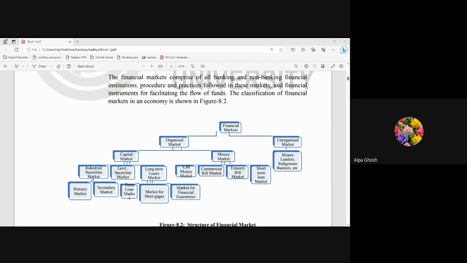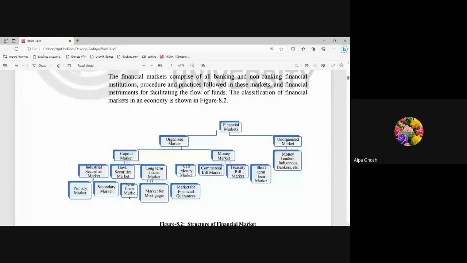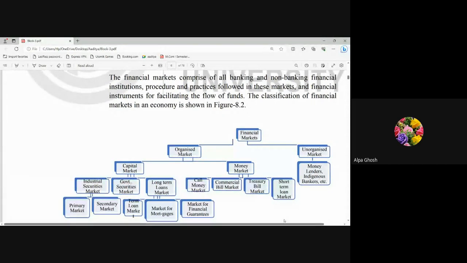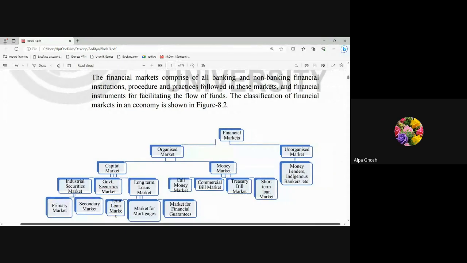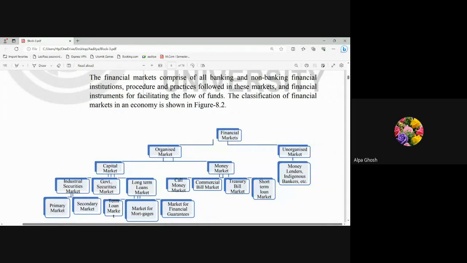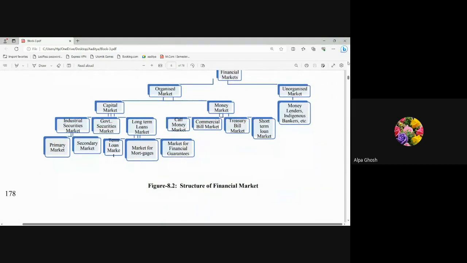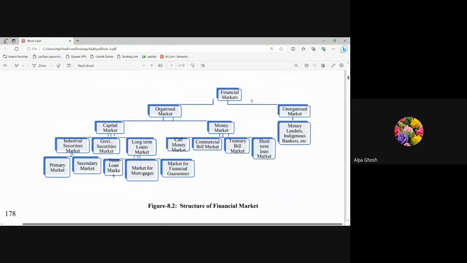So if we start, you can see, I will just increase the font size. I think it is okay. Yes. Now you see, it's topmost, okay now. Yeah, it is okay now, na? Yes. Now you see the topmost, it is a financial market. Can everyone see this?